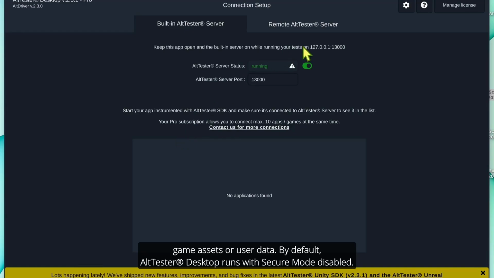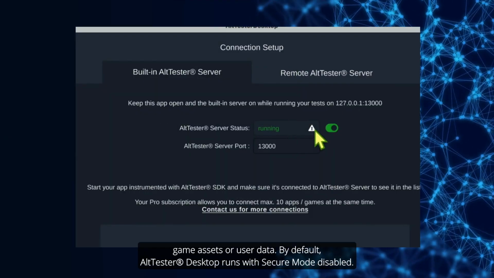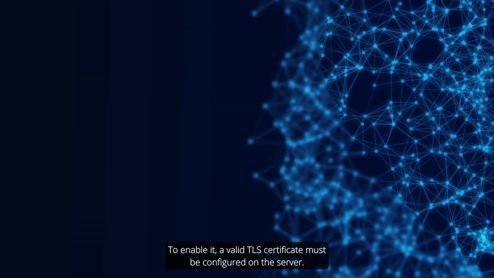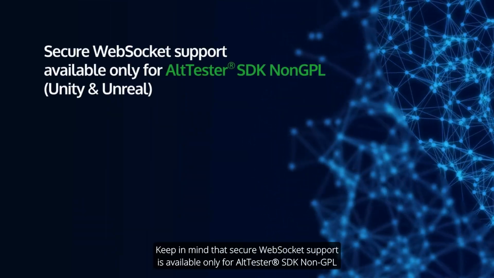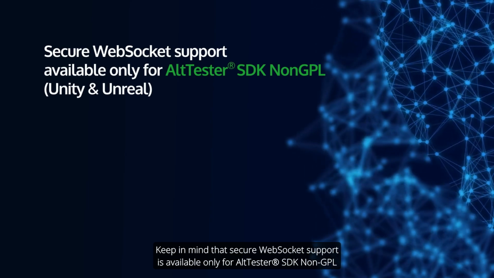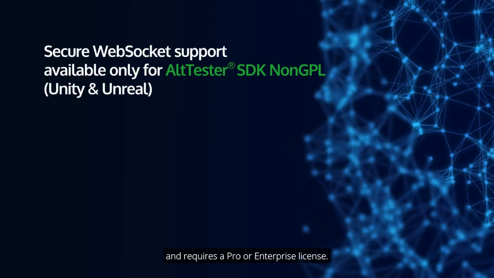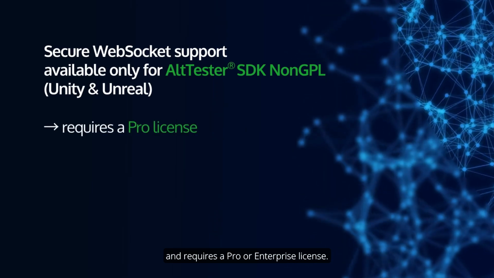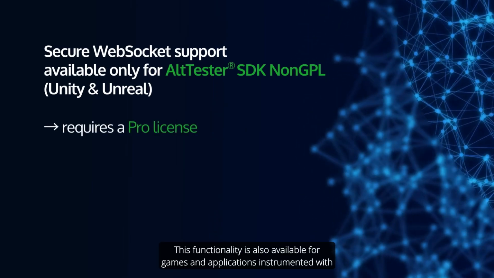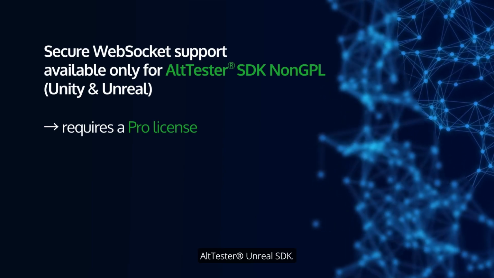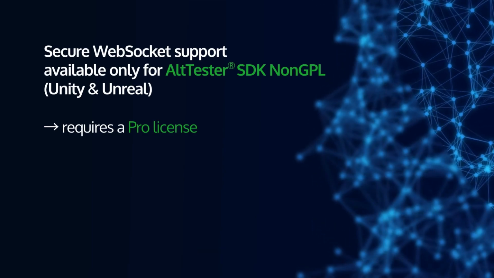By default, AltTester Desktop runs with secure mode disabled. To enable it, a valid TLS certificate must be configured on the server. Keep in mind that Secure WebSocket support is available only for AltTester SDK, non-GPL, and requires a Pro or Enterprise license. This functionality is also available for games and applications instrumented with AltTester Unreal SDK.